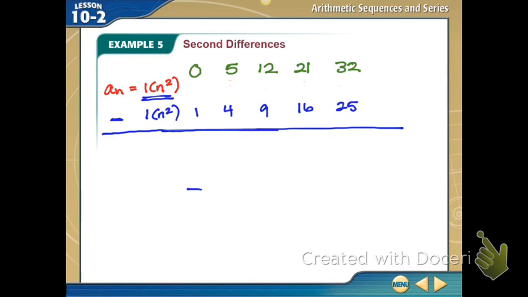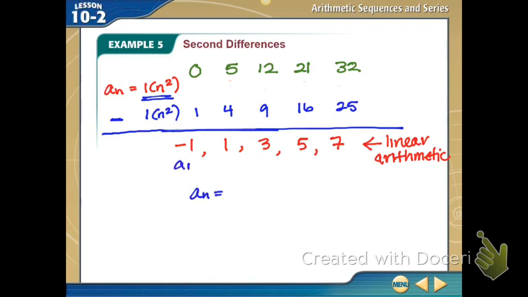That's going to give us 0 minus 1 is minus 1, 5 minus 1 is 1, 12 minus 9 is 3, 21 minus 16 is 5, and 32 minus 25 is 7. This is a linear or arithmetic sequence. Now that we know that this sequence is arithmetic, all we have to do is apply our nth term formula to it, and that should give us the rest of the formula that we're looking for. So here's my A1. A sub n is A1 plus n minus 1 times d. What do you notice about d? Well, it's 2.